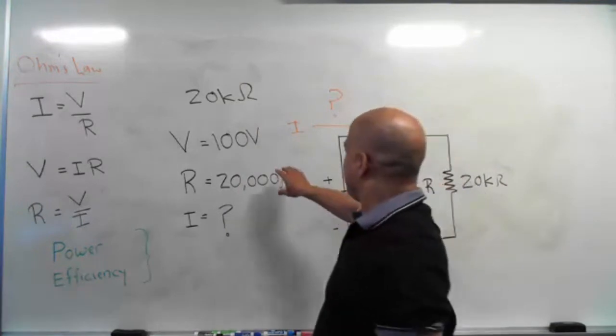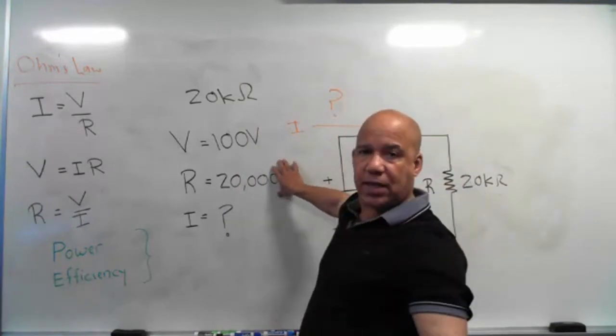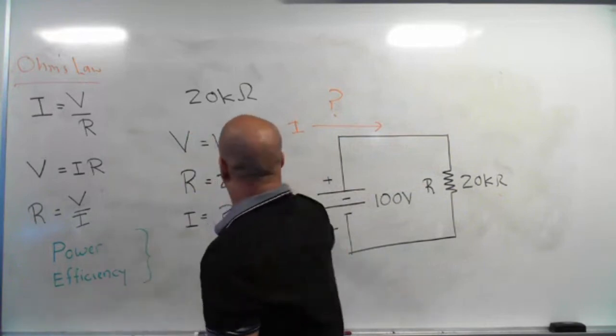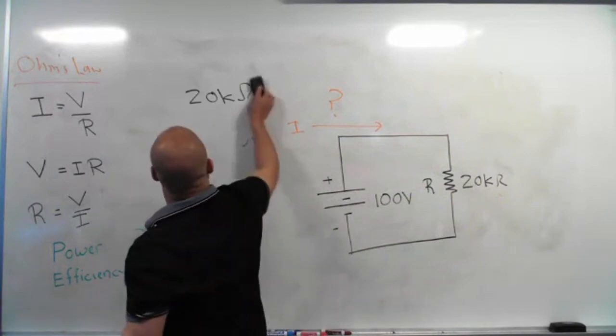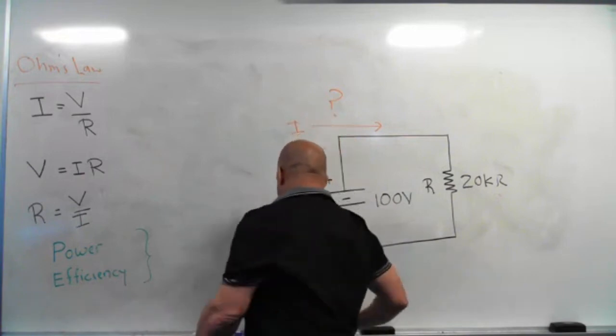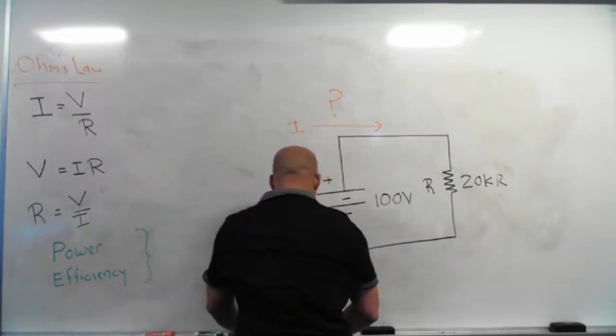Now I want to start with the working equation, the equation I'm going to use to solve the problem, which is this one. The first thing I'm going to do is write the equation, not the equation with the numbers in it. I'm going to start with the equation I'm going to use to solve the problem. So I'm going to write this.